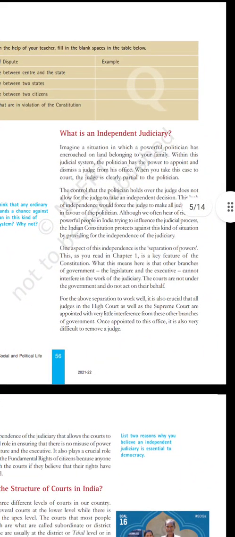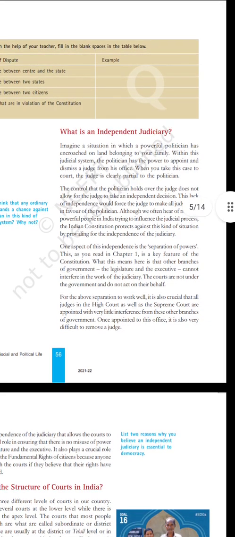With the help of your teacher, fill in the blank spaces in the table below. Type of dispute. Example: dispute between center and the state, dispute between two states, dispute between two citizens, laws that are in violation of the Constitution.